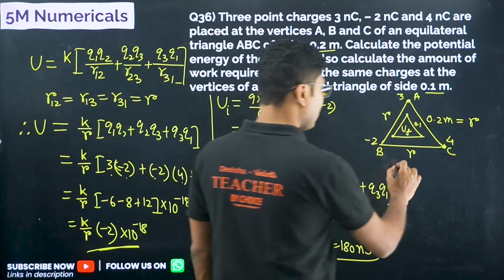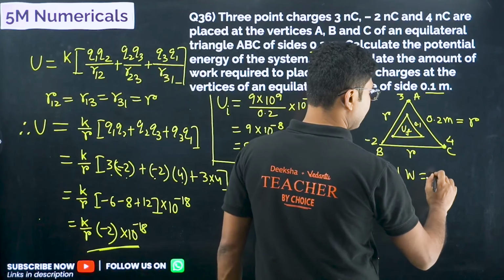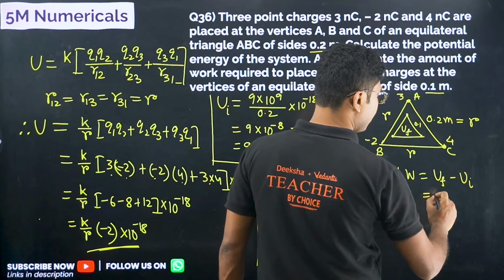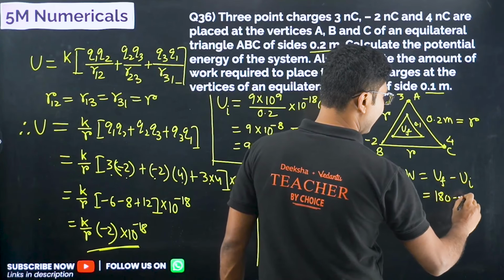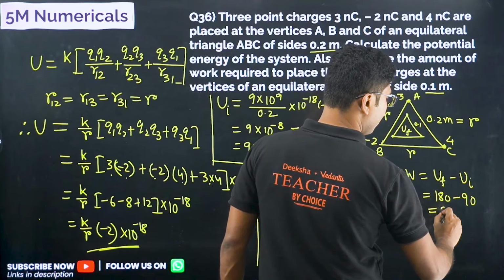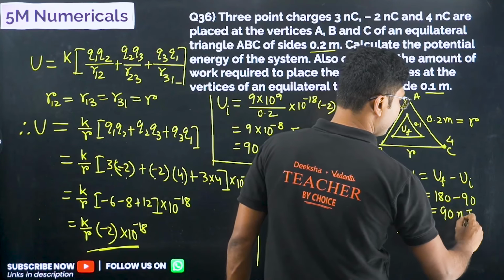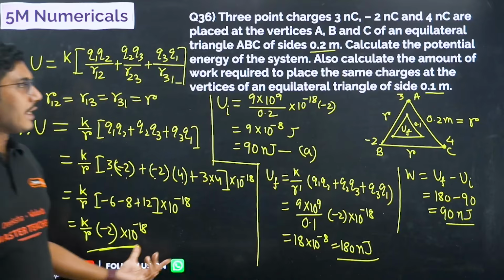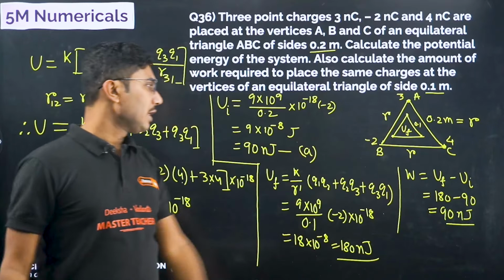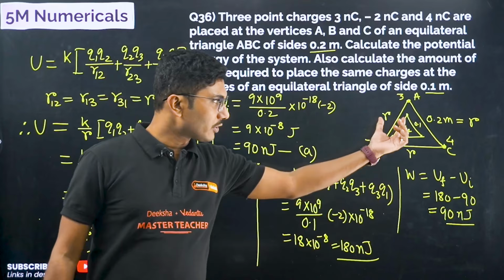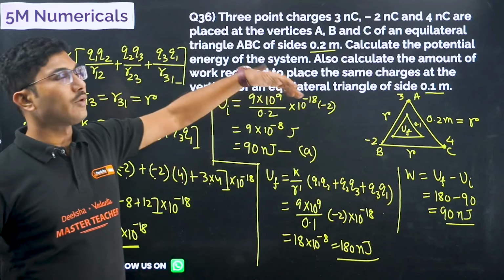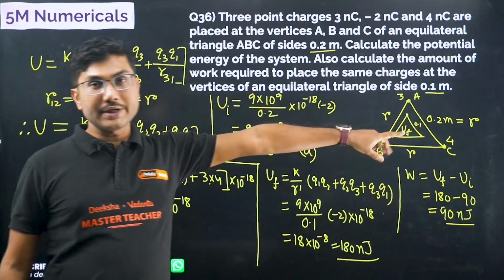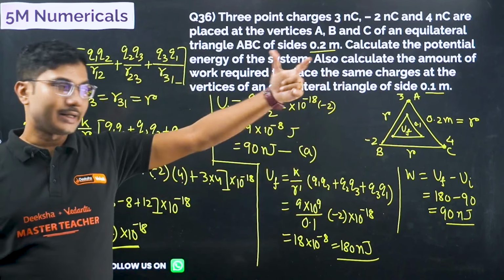So how much work you have done? The work that you have done is final potential energy minus initial potential energy, that is equal to 180 minus 90 equals 90 nanojoules. So same formula we are using two times. First we are calculating for the bigger configuration, second time we are calculating for the smaller configuration, and they said what is the work done to take the same charges to the new configuration, that will be final minus initial.